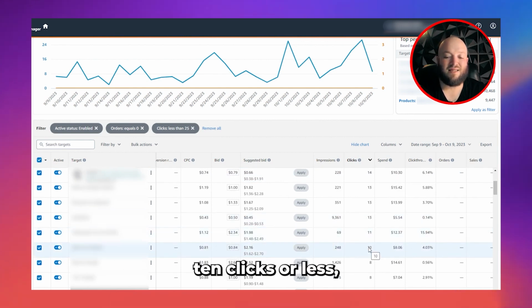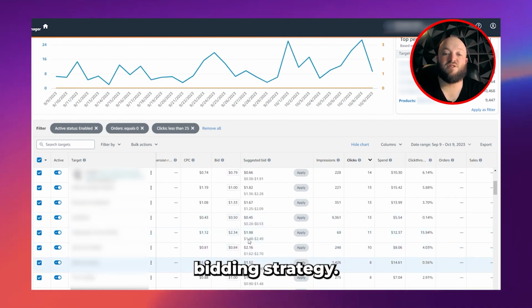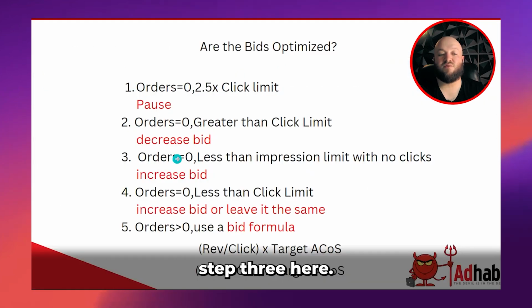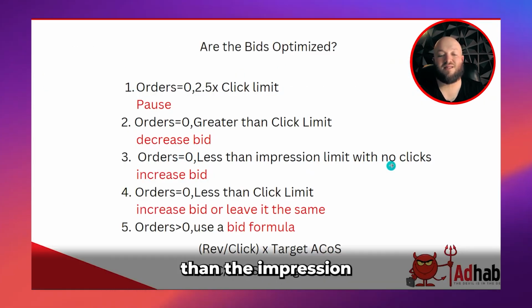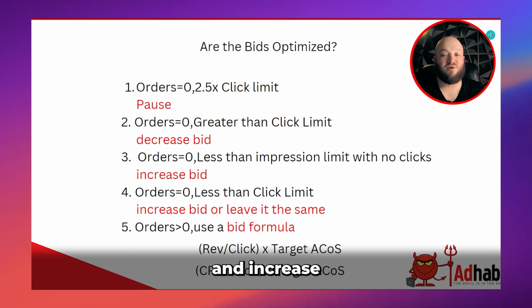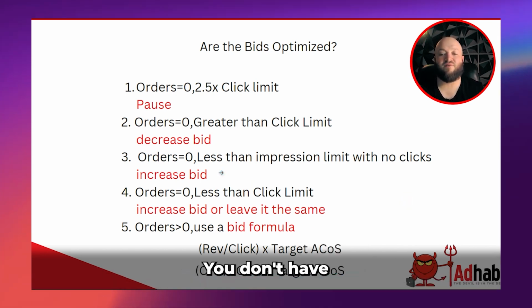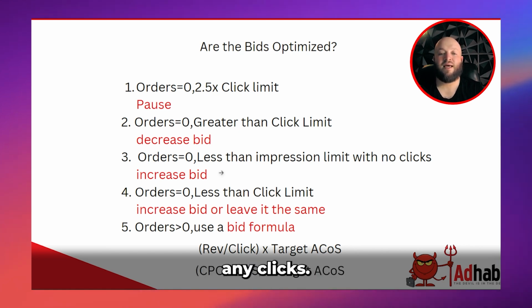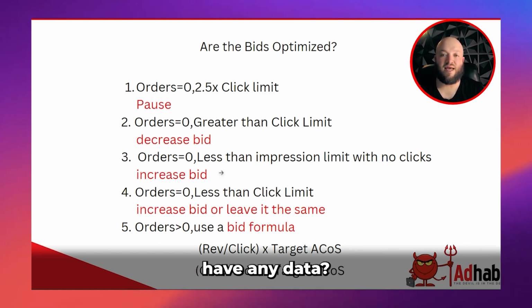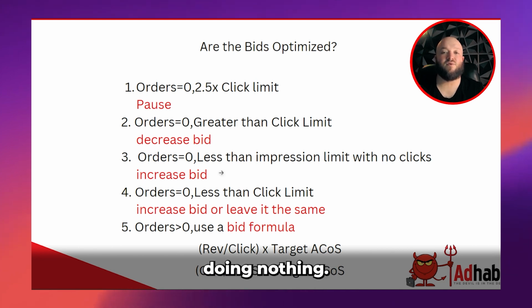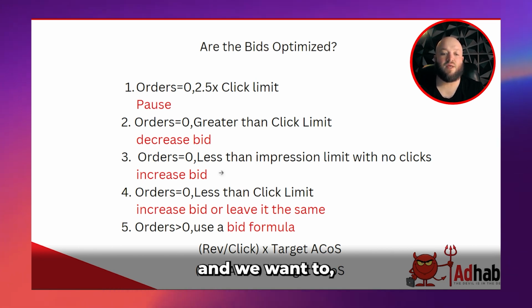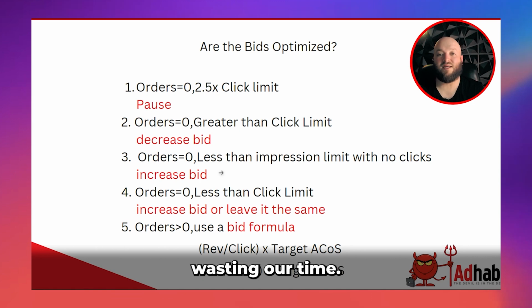So when I hit 10 clicks or less, there's a different bidding strategy I'm going to use. We're going to get to step 3 here, orders equal 0, less than the impression limit with no clicks. We're going to go ahead and increase the bid on those. And the reason you want to do that is there's not enough data to work with. You don't have enough impressions, you don't have any clicks, and how can you optimize the bid if you don't have any data? Right? We don't want keywords sitting in there doing nothing.